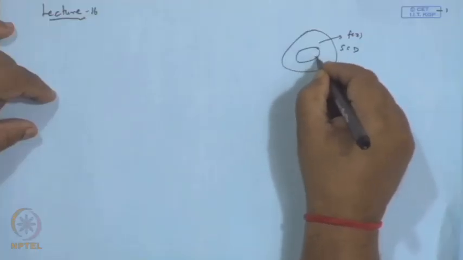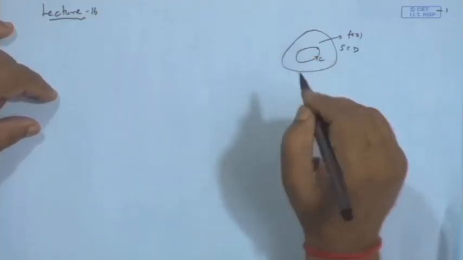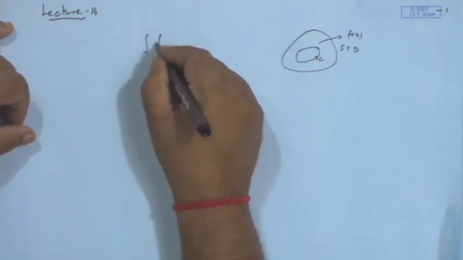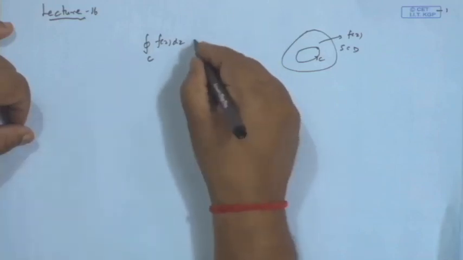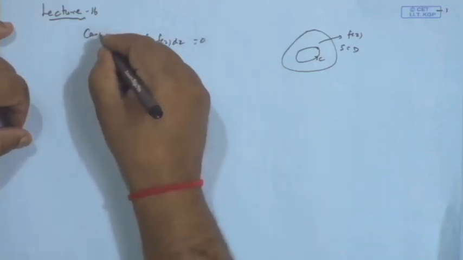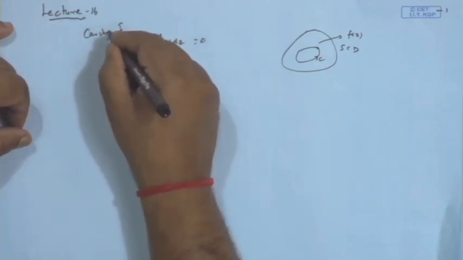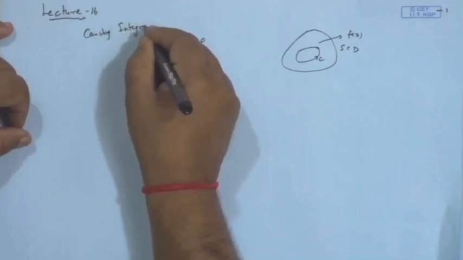In the last lecture we discussed the Cauchy integral theorem. The Cauchy integral theorem says: if the function f(z) is analytic in a simply connected domain D, then for every simple closed curve C lying inside it, the integral of the function f(z) dz along this curve C will be 0. This is the Cauchy integral theorem.